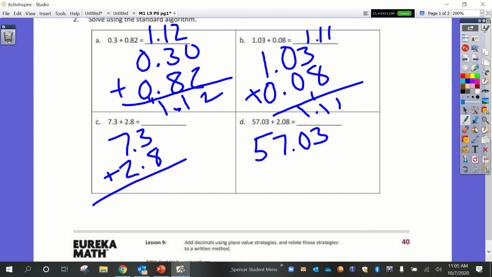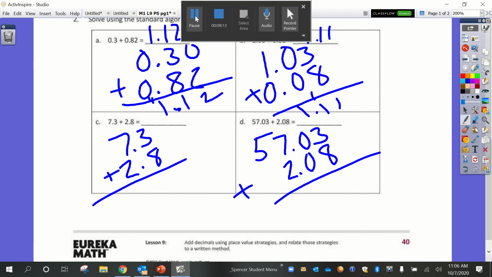Ooh, this one, D, make sure that ones goes under ones. And this is what I mean by making sure those decimals line up. If your decimals line up, then everything else will line up. Okay, I'm going to pause. You're going to pause. Go ahead and see what you can get for these two answers.